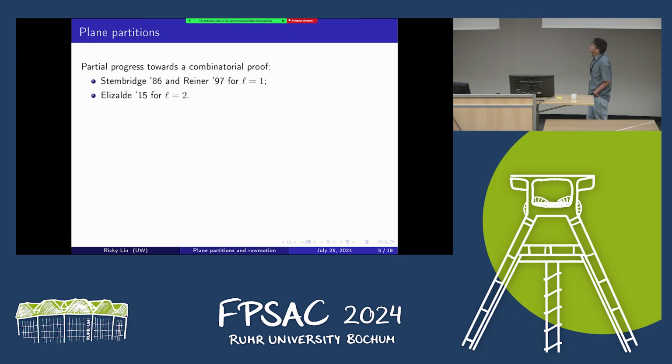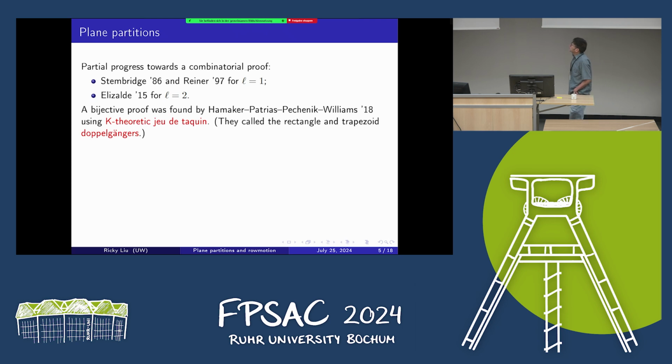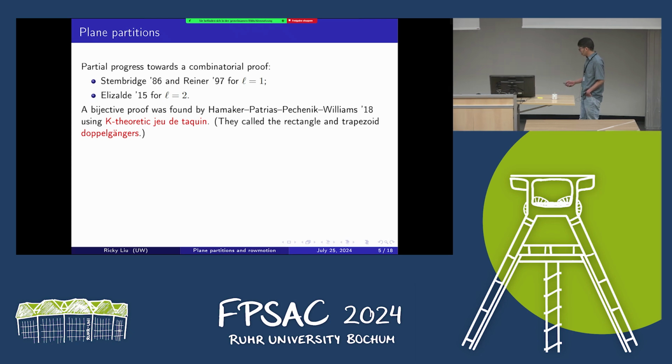Some partial progress has been made, usually for low heights, so L equals 1 or L equals 2, using various methods. And a bijective proof was found recently by these four authors, Hamaker, Patrias, Pechenik, and Williams, using a tool from Schubert calculus called K-theoretic jeu de taquin. They call these two posets doppelgangers because you can't tell them apart based on the number of plane partitions of a fixed height.